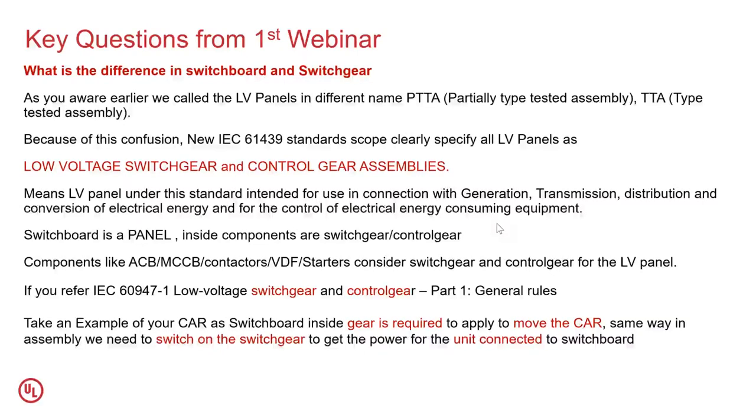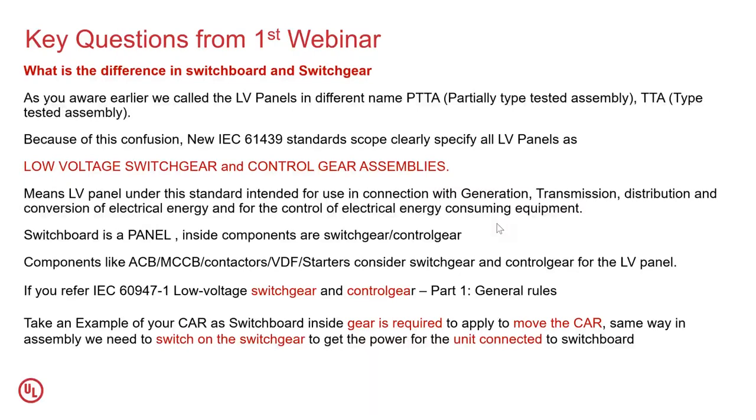As you are aware, earlier standards discussed partially type tested and fully type tested assemblies. There was a confusion. Hence, IEC 61439 comes out with only one line: low voltage switchgear and controlgear assemblies. Means LV panel under this standard is intended to be used for generation, transmission, distribution, and conversion of electrical energy; those equipments come under switchboard. Switchboard is a panel basically. Inside, the components are switchgear or controlgear, which can switch the output power or control the equipment connected to the switchboard.